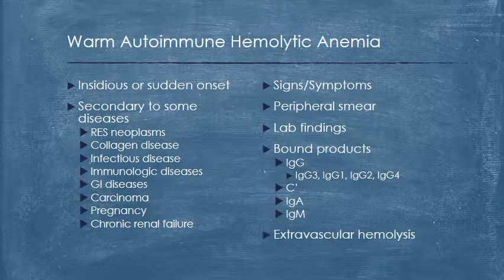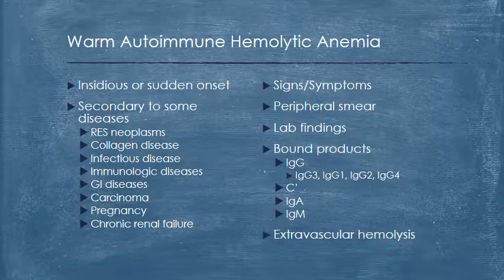There are certain GI diseases which can lead to WAIHA, and those are again associated with infections that can occur and have molecular mimicry taking place. Carcinomas, in particular of the GI tract, can cause problems. Pregnancy and chronic renal failure are all associated with an increased risk of WAIHA.